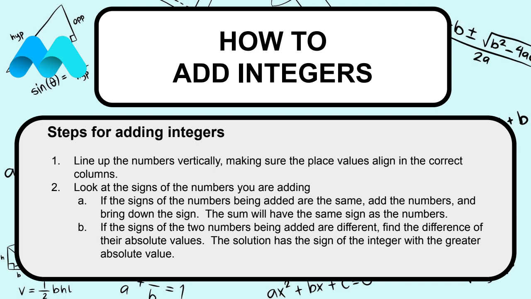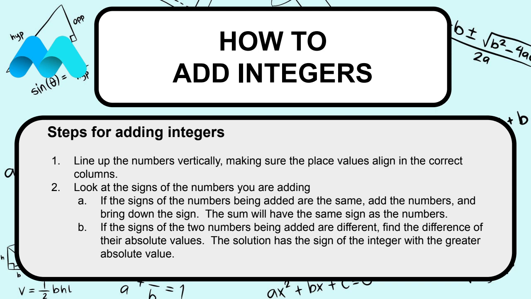After you look at the signs, if you notice that the signs of the two numbers being added are different, find the difference of their absolute values. And then the solution has the sign of the integer with the greater absolute value. So I'm going to show you how to do this as well. Remember, absolute value is the distance a number is from 0. And then you're actually going to, in that case, subtract if the signs are different.